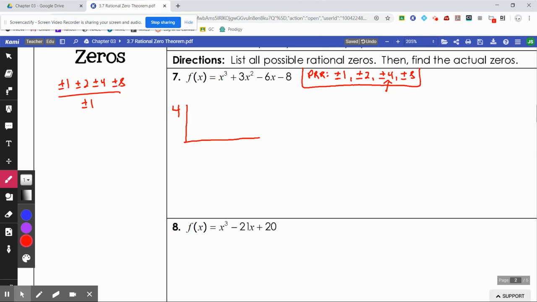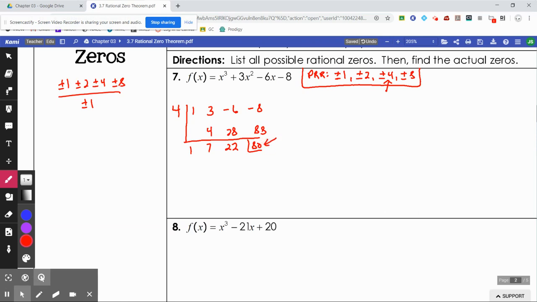The way we see if it works is, again, synthetic substitution. Is 4 a 0? Bring it down, multiply, add. 28 minus 6 is 22. 88, and I get an 80. So what does that mean? The only way that this can be a 0.